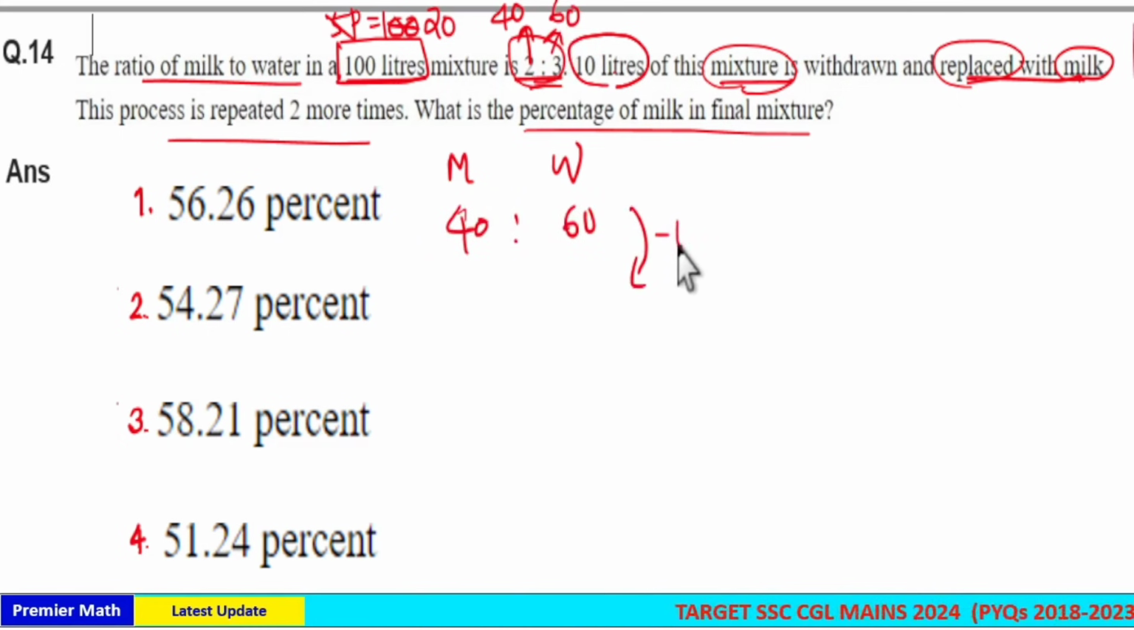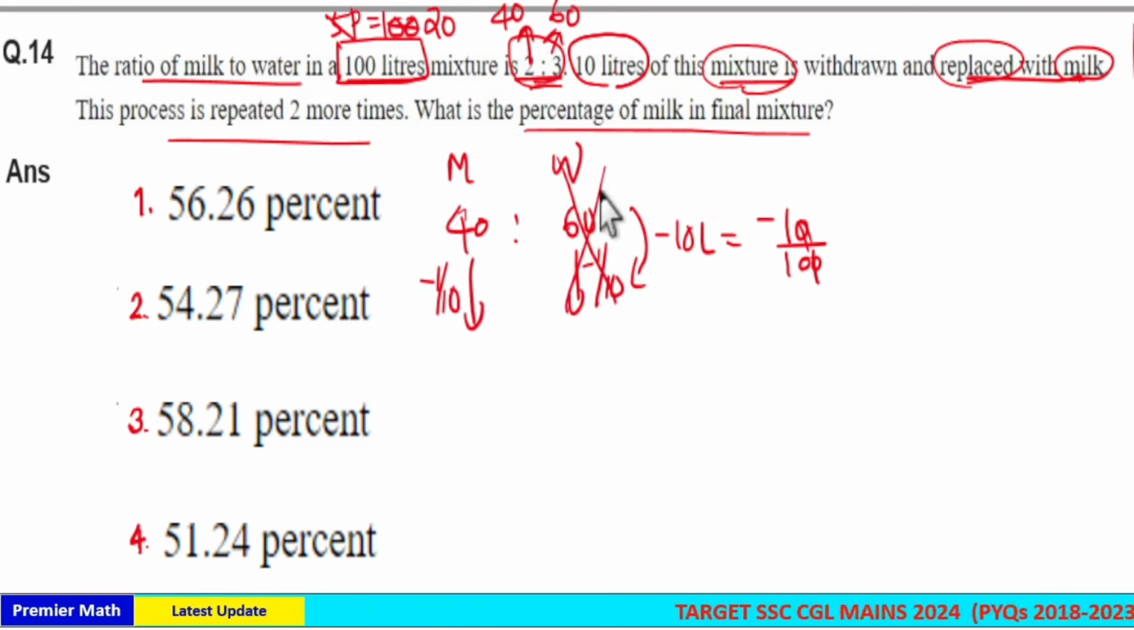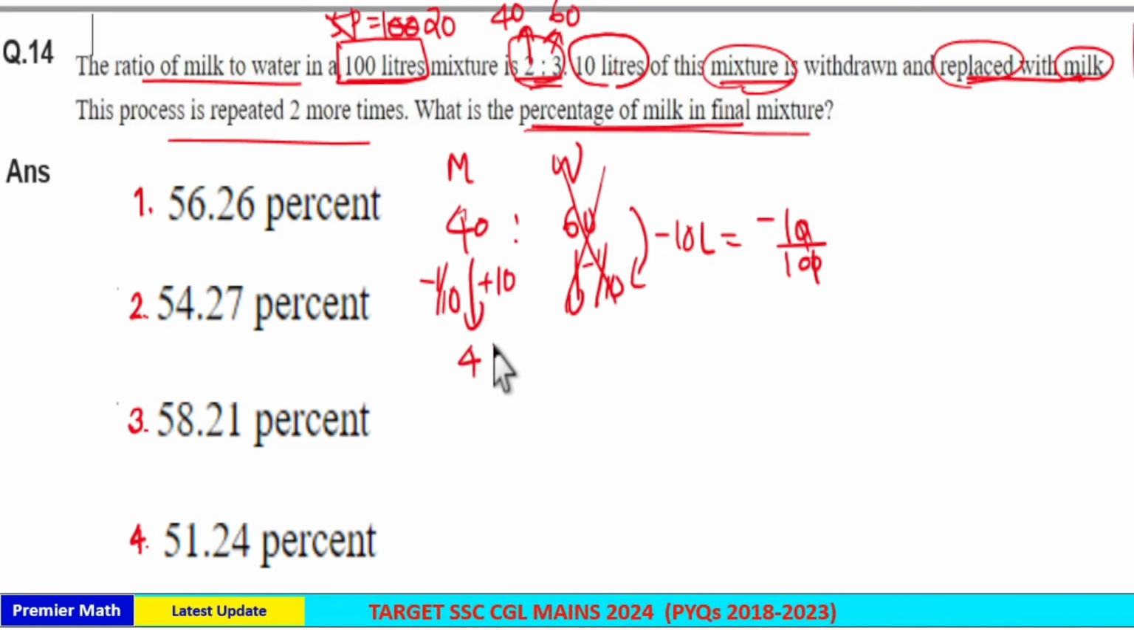Now you are taking out 10 liter mixture from it. 10 liter mixture means you are taking out 10 out of 100 from it. That is, you are taking out 1 by 10 from it. When you take out 10 liter mixture from it, you are taking out 1 by 10 of milk part and 1 by 10 of water part. You can leave this water part here because we only need percentage of milk in the final mixture. So 1 by 10 of 40 means 4. So 40 minus 4 is equal to 36. But you are adding 10 liter milk to it. So 36 plus 10 total 46 is the milk quantity after first step.